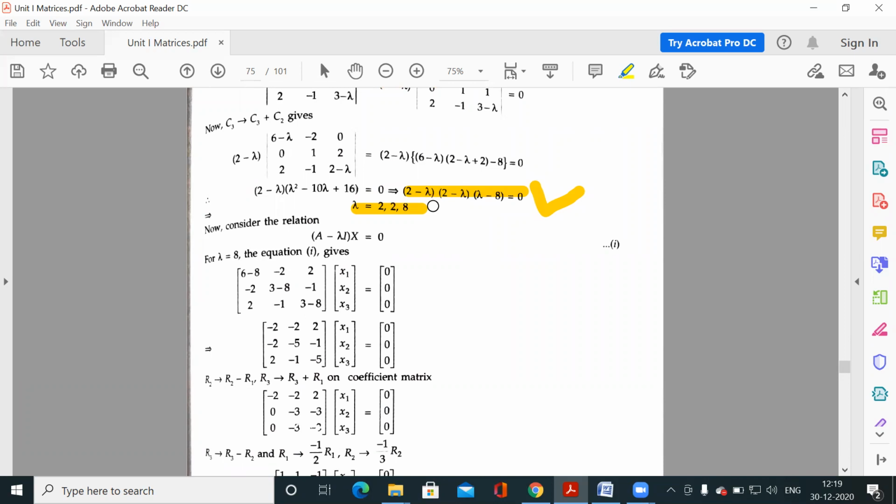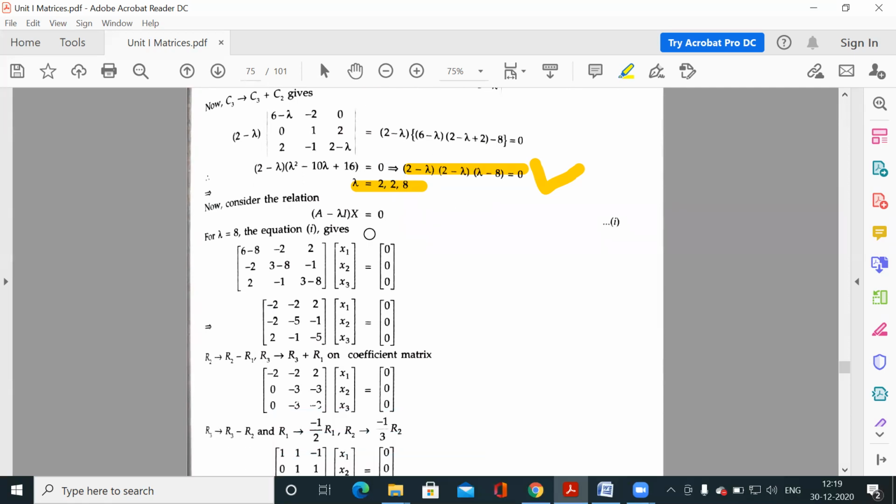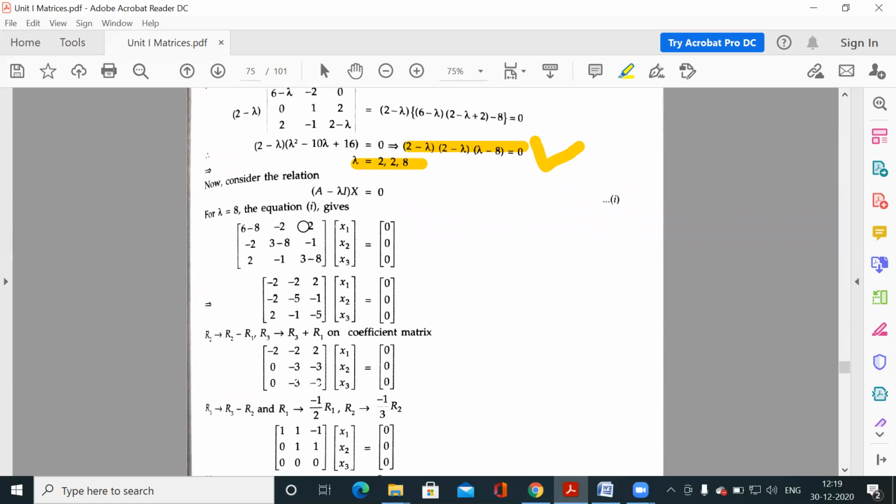So the roots are clearly 2, 2, 8. So now we have repeated eigenvalues. In the first question, the eigenvalues were 2, 3, 5. So all were different eigenvalues. But in this case, we have two eigenvalues, 8 and 2. 8 has multiplicity 1 and 2 has multiplicity 2. So 2 is repeating 2 times, 8 is a single time. So there is no problem. You find out the eigenvector in the same way.